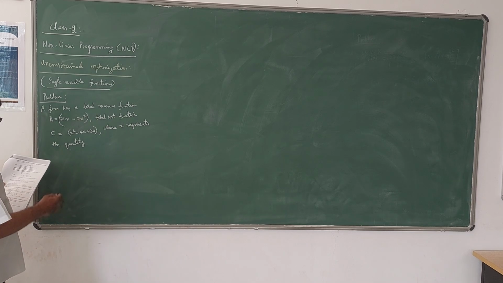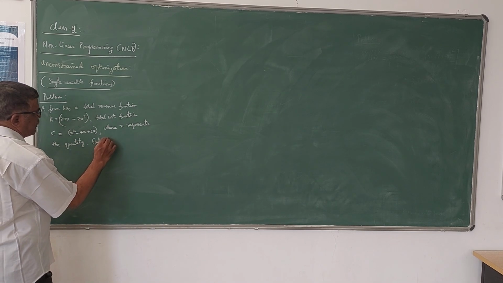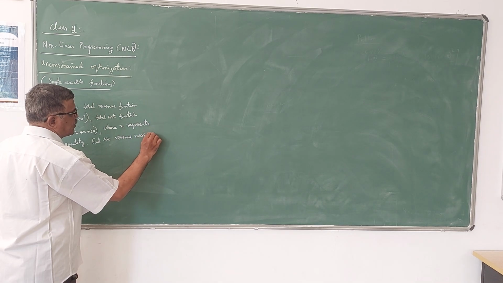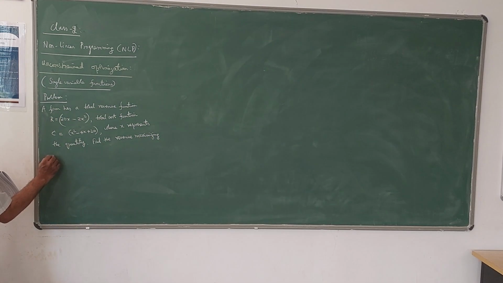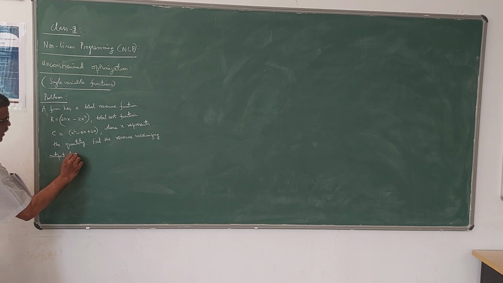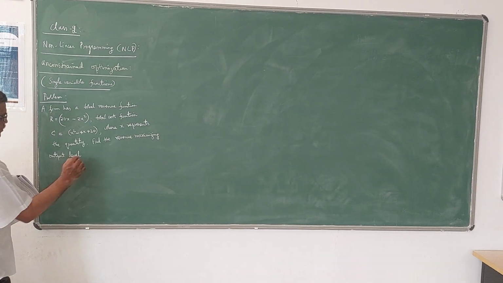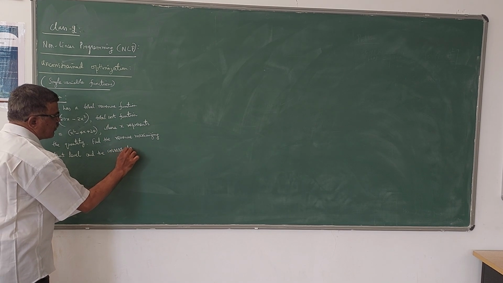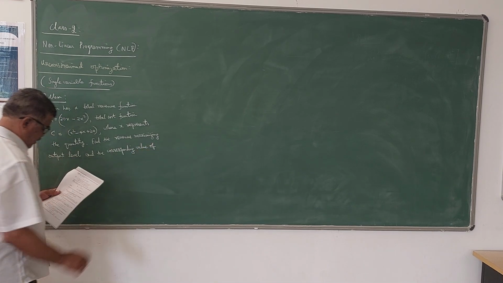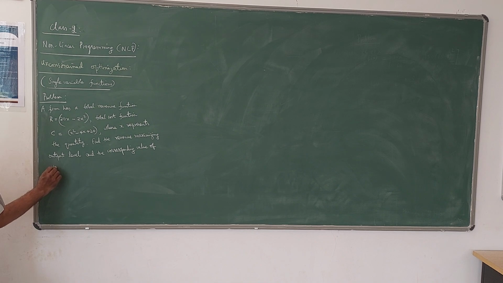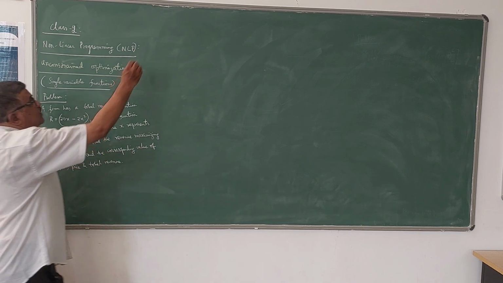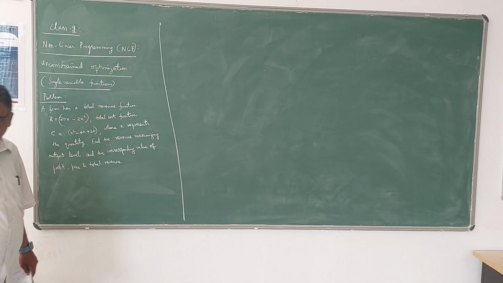Find the revenue maximizing output level. So revenue should be maximum. And the corresponding value of profit, price and total revenue. This is the problem. So it is an unconstrained optimization problem because there are no constraints given.